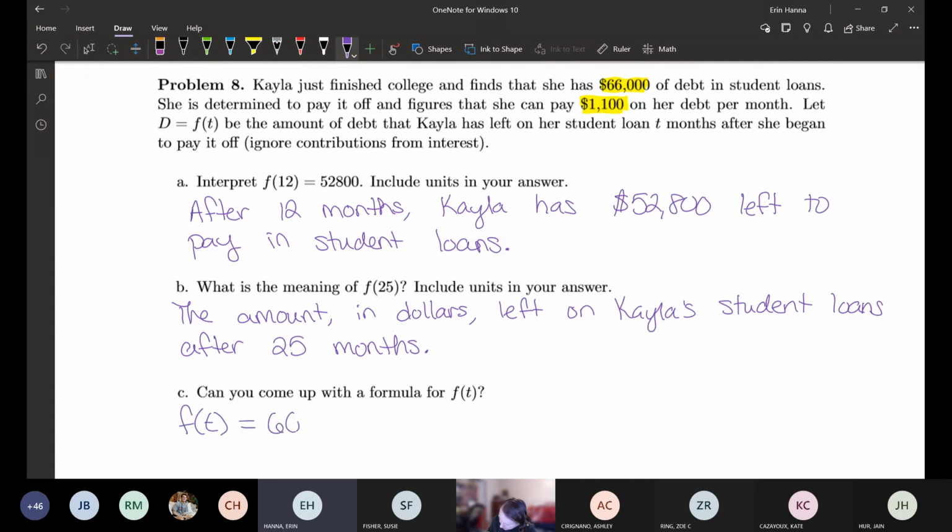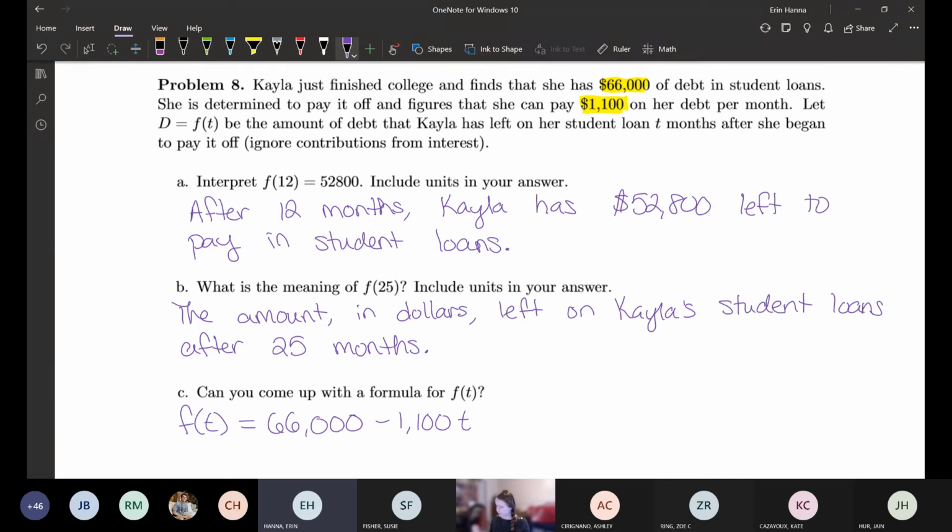if we start at 66,000 and T is in months, then we're going to subtract off 1,100 times the amount of months that we've been going. So that would actually give us the amount for absolutely any month we can think of. Whatever T value we want to plug in, we can find the amount that she would have to pay off at that point, because she starts with the 66,000 and slowly chips off that 1,100 consistently every month.